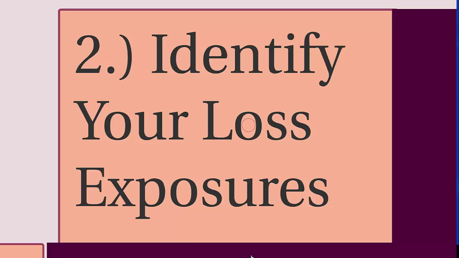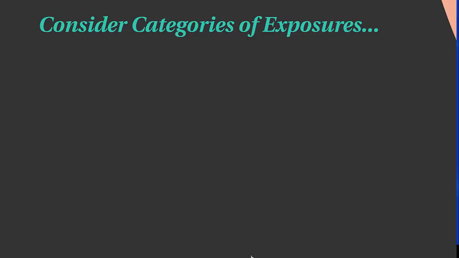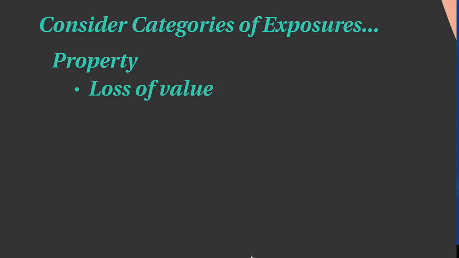Next, identifying your loss exposures. One of the best ways of identifying your loss exposures is to first consider the categories of exposures, and there are three: property, liability, and human resource or personnel. First, property exposures.